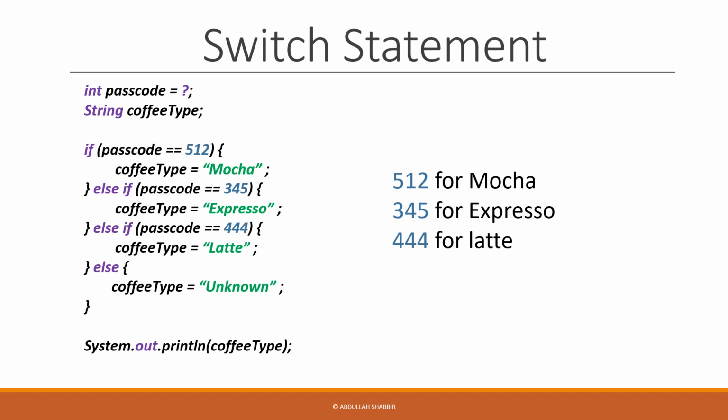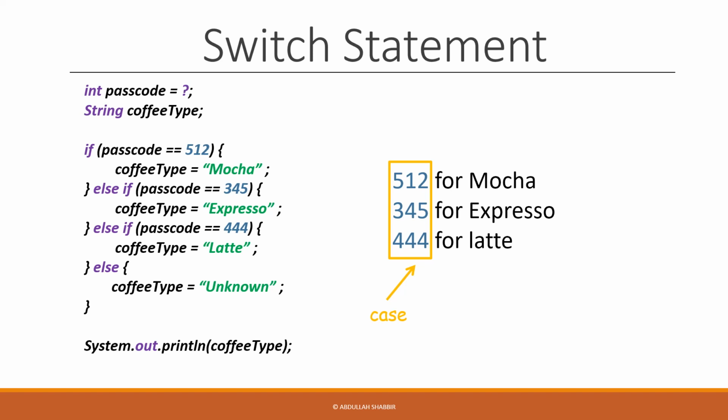We are saying passcode equals some specific value, and Java gives us another way to write this code with a switch statement. A switch statement does the same thing but a little more concisely. It lets us check the value of a certain variable like our passcode and test it for equality against a list of possible values it can take like 512, 345 and 444. Each of these specific values is called a case, and we can program different behavior for each case.